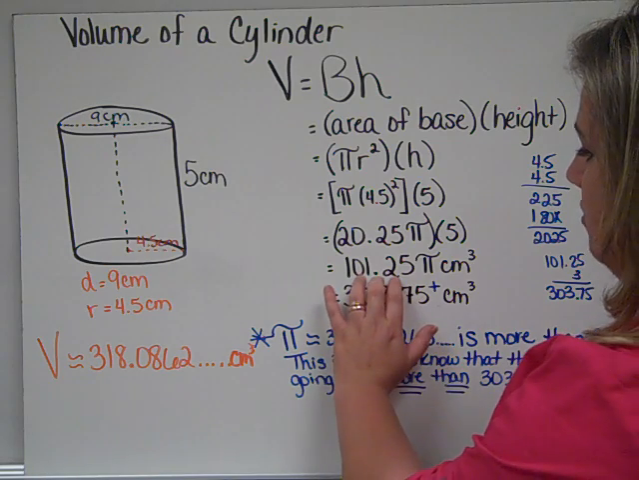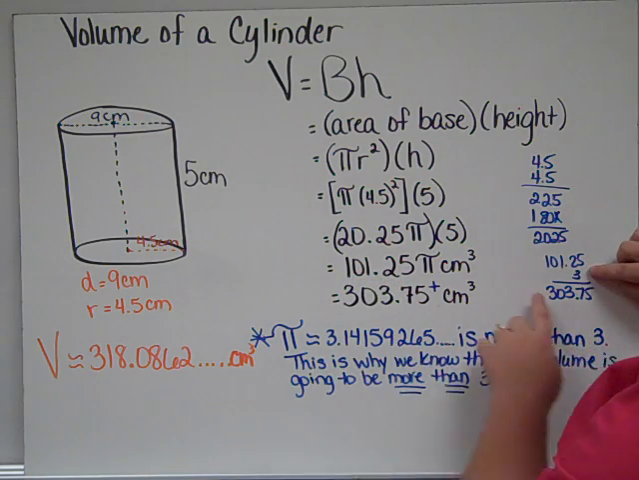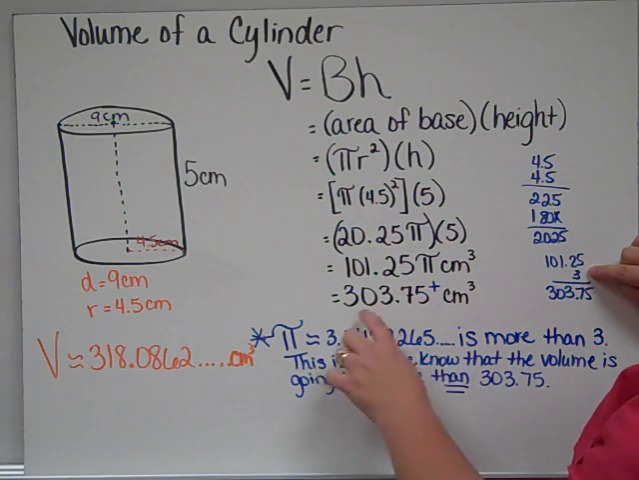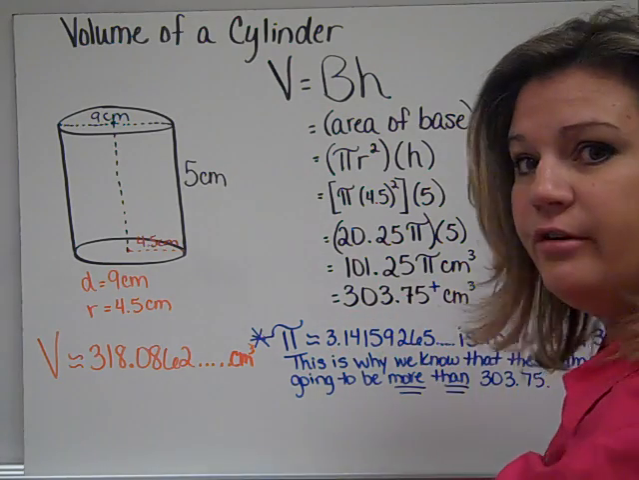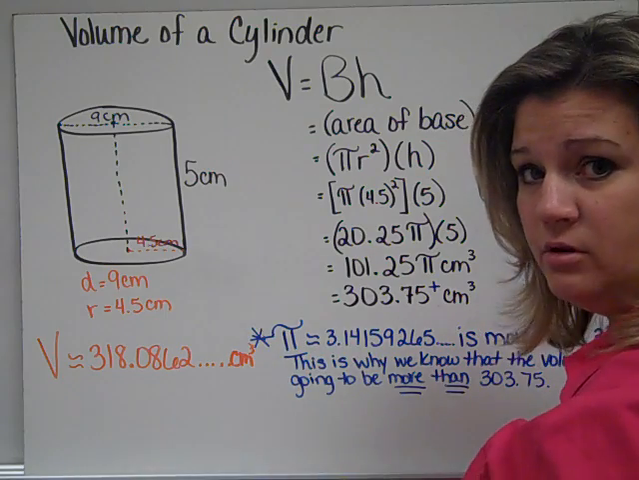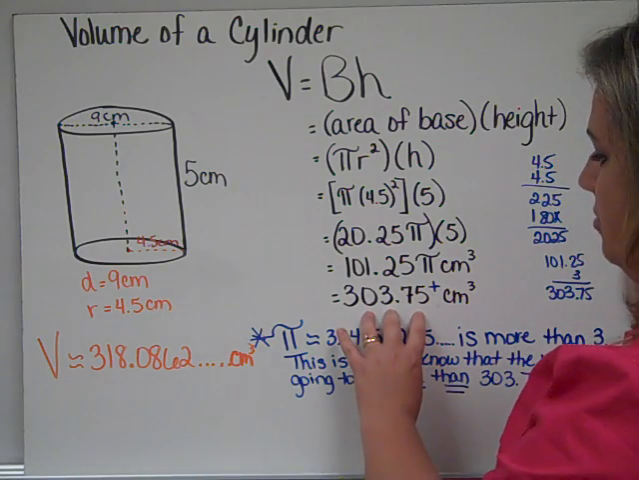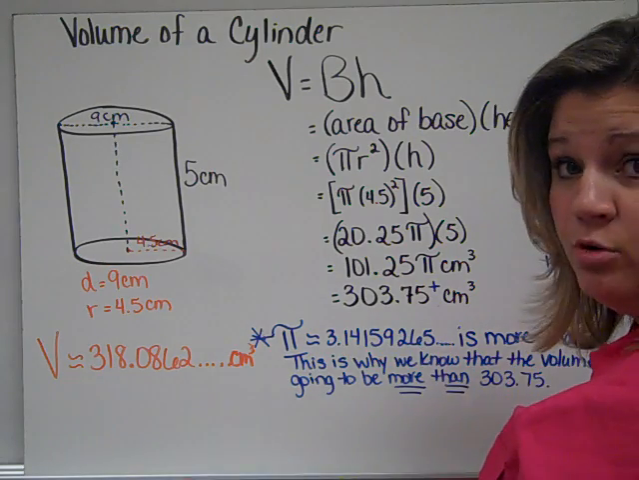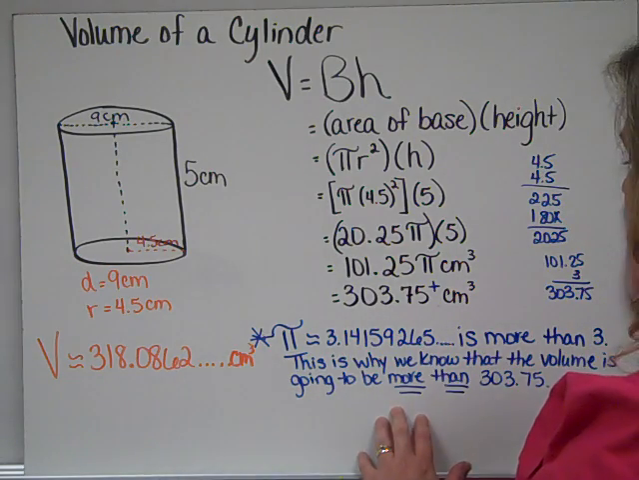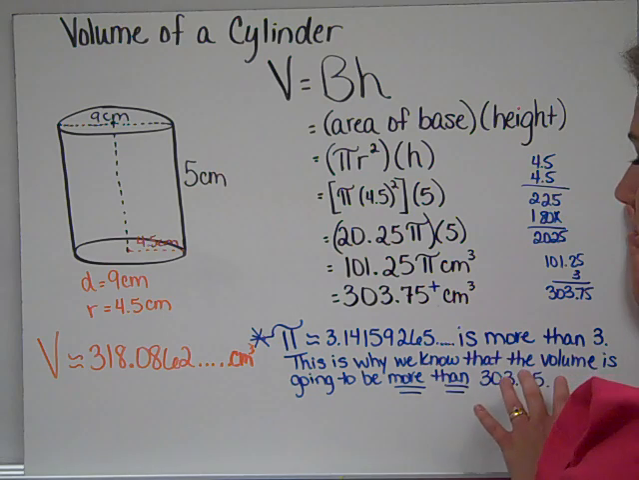So if I take 101.25 and I multiply it by 3, I get 303.75. But again, pi is not 3. Pi is more than 3. So that means that my volume is more than 303.75. Not by much, but it's more than that. So that's what this statement is saying. We know that pi is definitely more than 3.